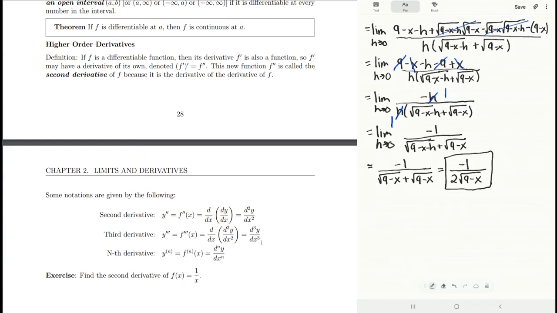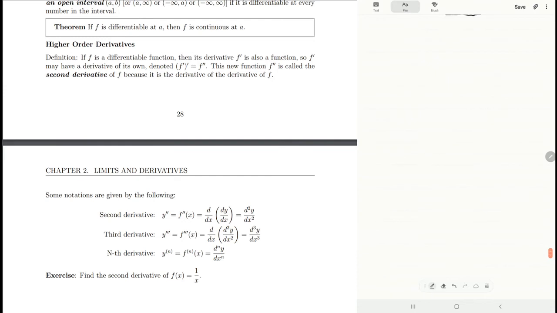And for any higher derivatives, we would use a number instead of using the number of ticks. So if we wanted to denote the nth derivative, we would use y in brackets the number, f in brackets the number, and in Leibniz notation this would be d^n y over dx^n.